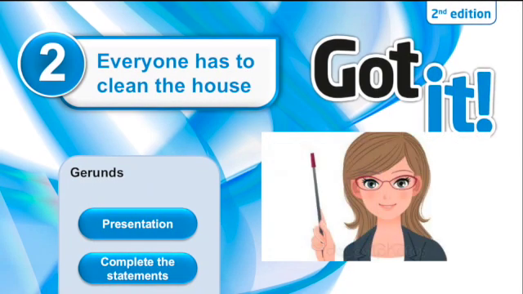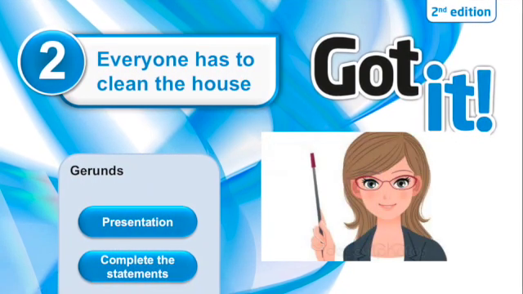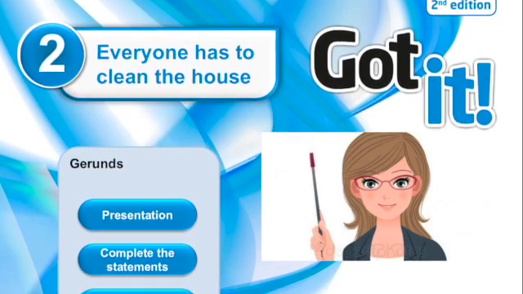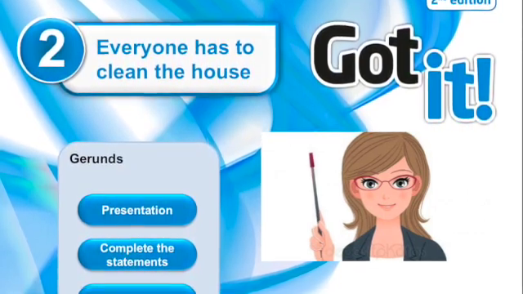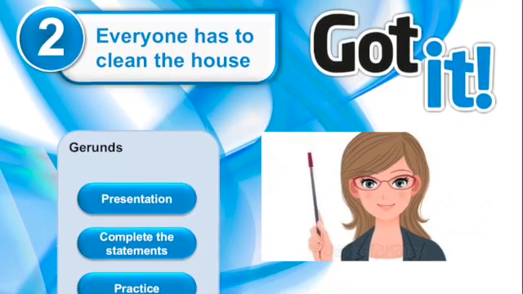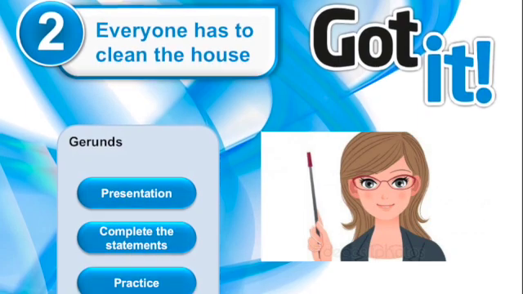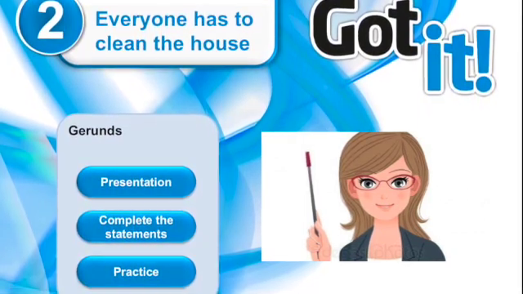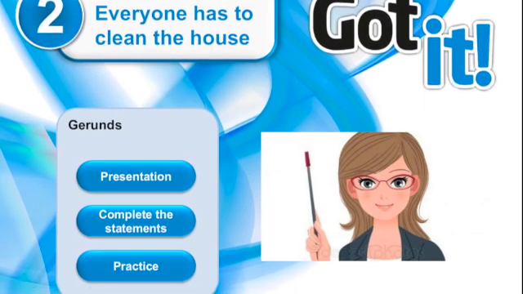Ahora vamos a ver la siguiente parte gramatical que es gerunds. A gerund is the ing form of the verb. We use the gerund as the subject of a sentence. For example, eating fruit and vegetables is healthy. Skateboarding is fun. Doing chores is boring.